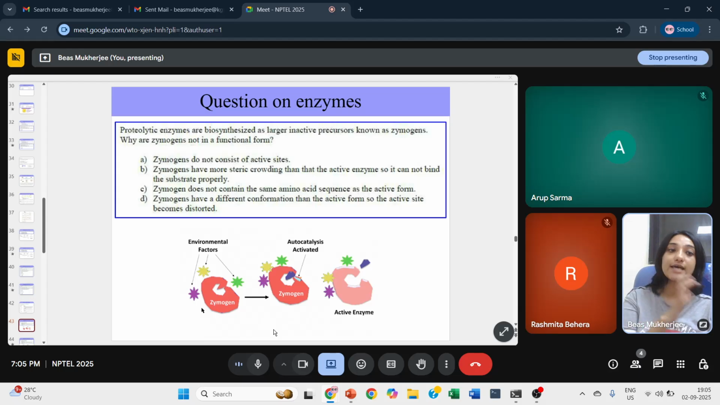So what do you think is happening in the case of a zymogen? Make a guess, or if you can figure out the right answer, you can type it in the chat box. It shouldn't be very difficult. Try to think about what can be happening. Based on the figure, what do you think is happening?